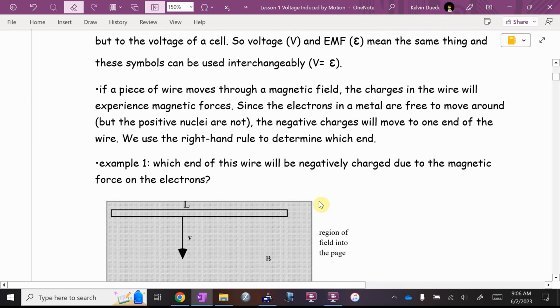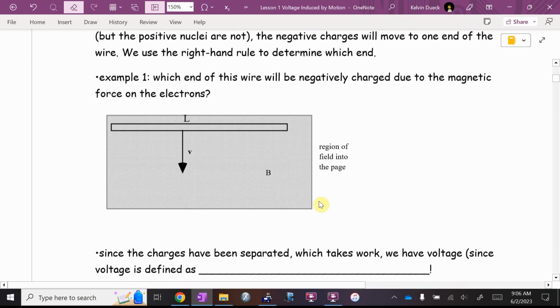If a piece of wire moves through a magnetic field, the charges in the wire will experience magnetic forces. Since the electrons in the metal are free to move around, but the protons are not, the negative charges will move to one end. We're still going to pretend that the protons are going to move. We're going to use the right-hand rule to figure this out.